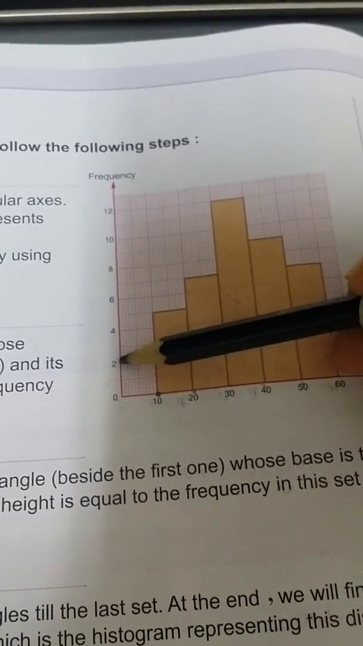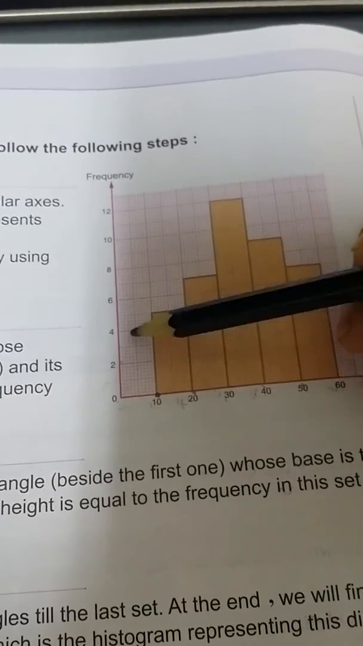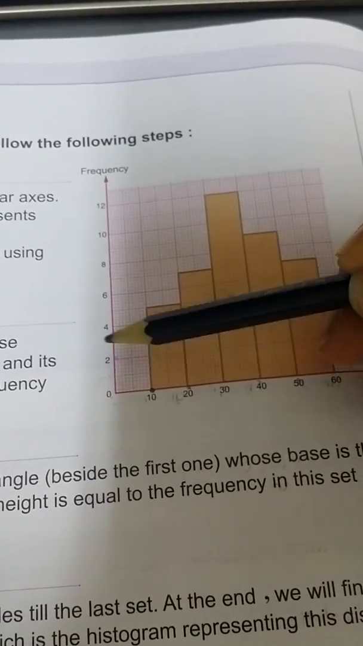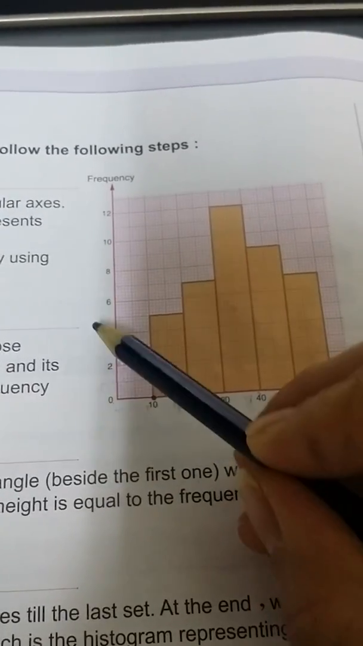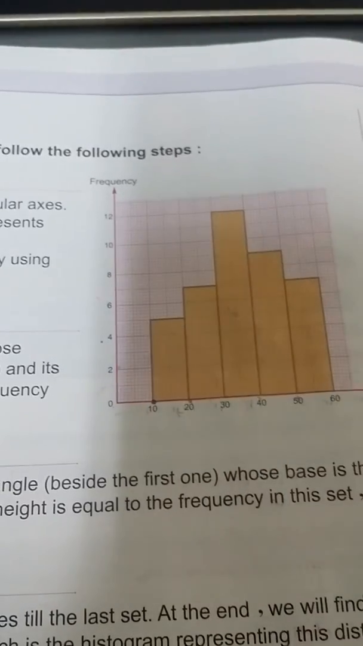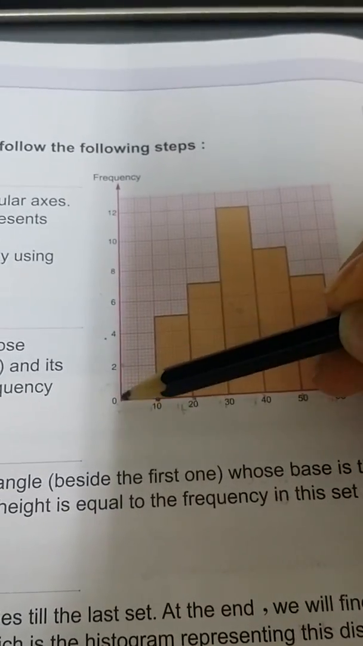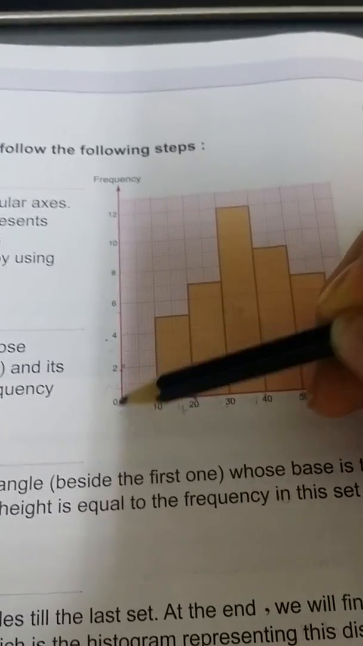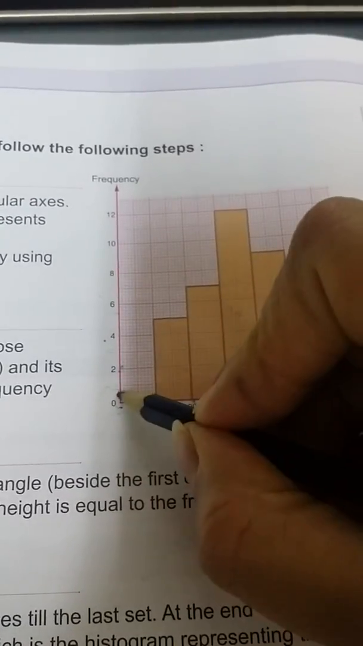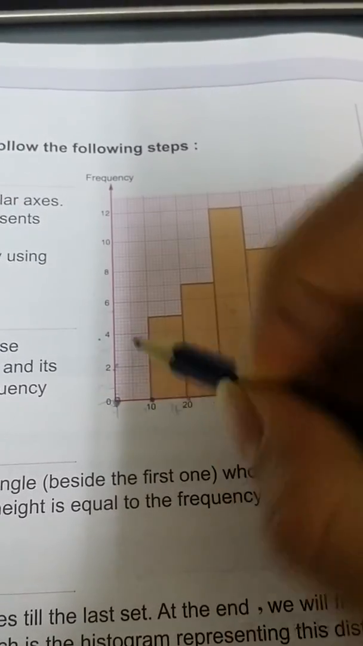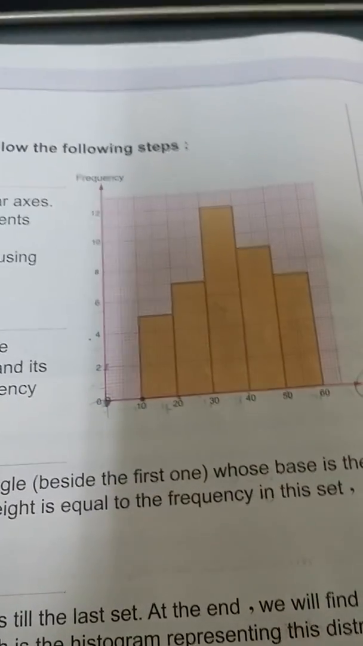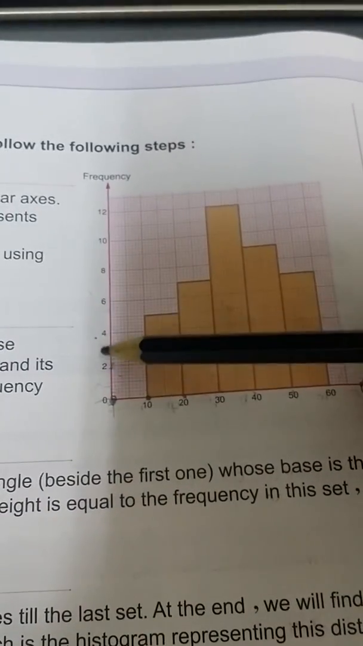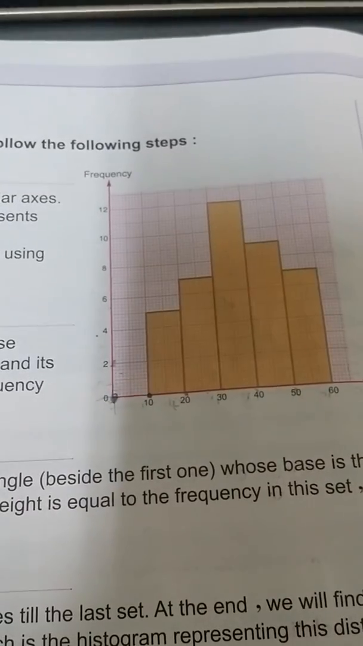So starting with 2, then 4, each time I will add 2: 2, 4, 6, 8, and so on. So we can't make it 1, then 2, then 5. No. We must have the same constant difference between them. Here we have 0, the middle point between the two axes. If I start with 2, each time I will add 2. If I start with 1, each time I will add 1, and so on.